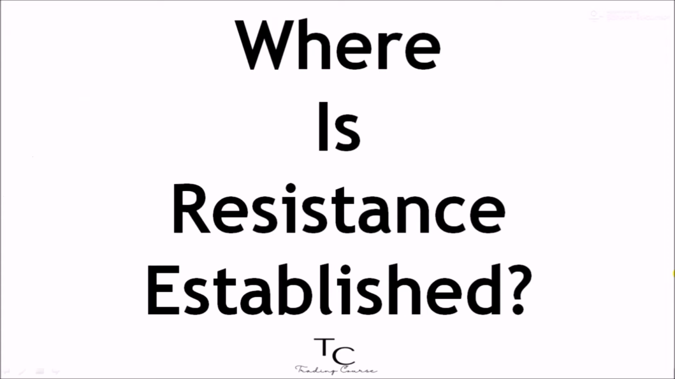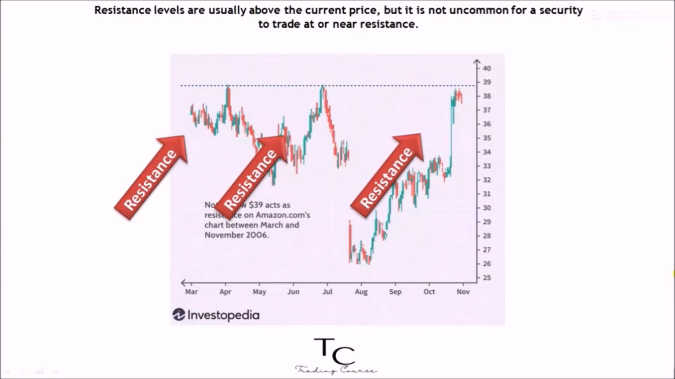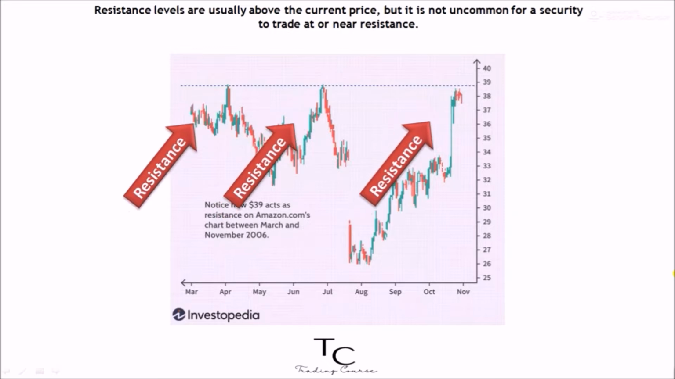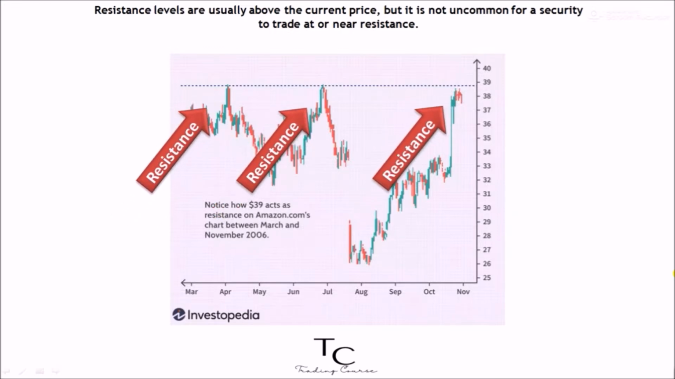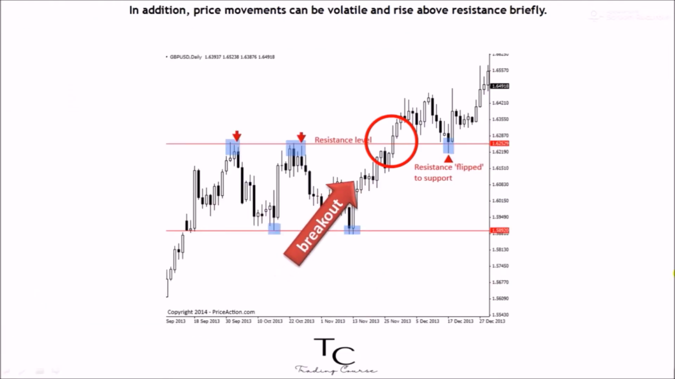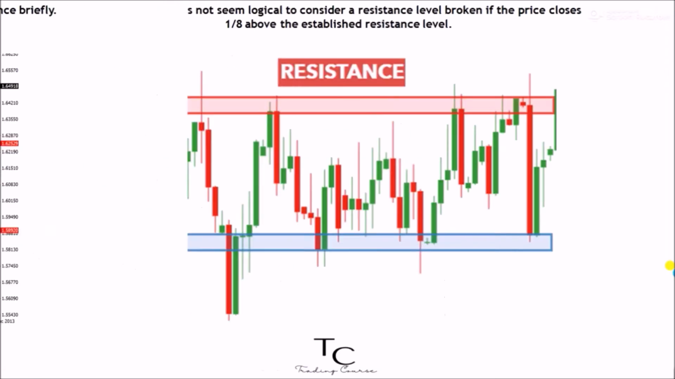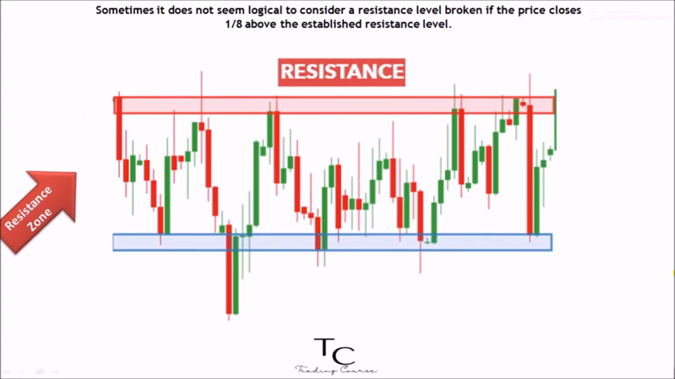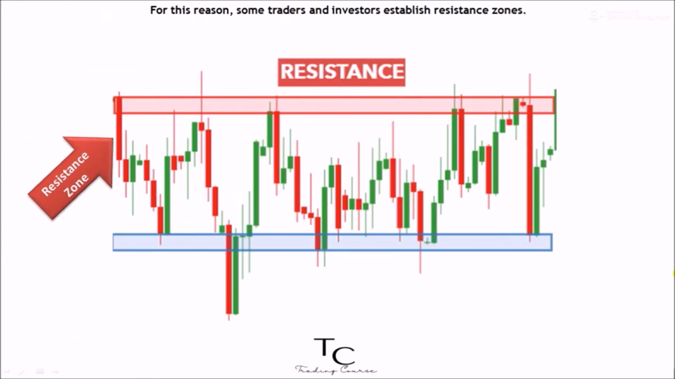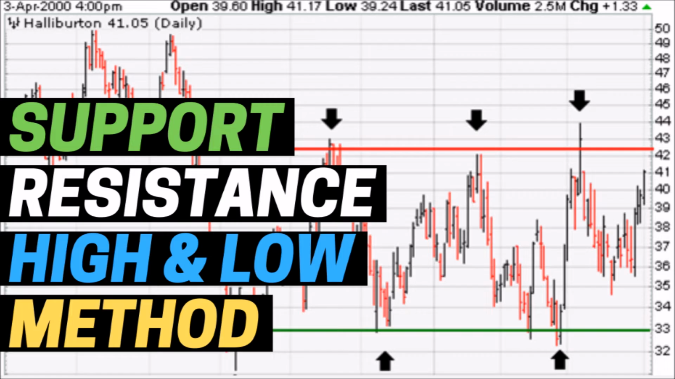Where is resistance established? Resistance levels are usually above the current price, but it is not uncommon for a security to trade at or near resistance. In addition, price movements can be volatile and rise above resistance briefly. Sometimes it does not seem logical to consider a resistance level broken if the price closes 1/8 above the established resistance level. For this reason, some traders and investors establish resistance zones.